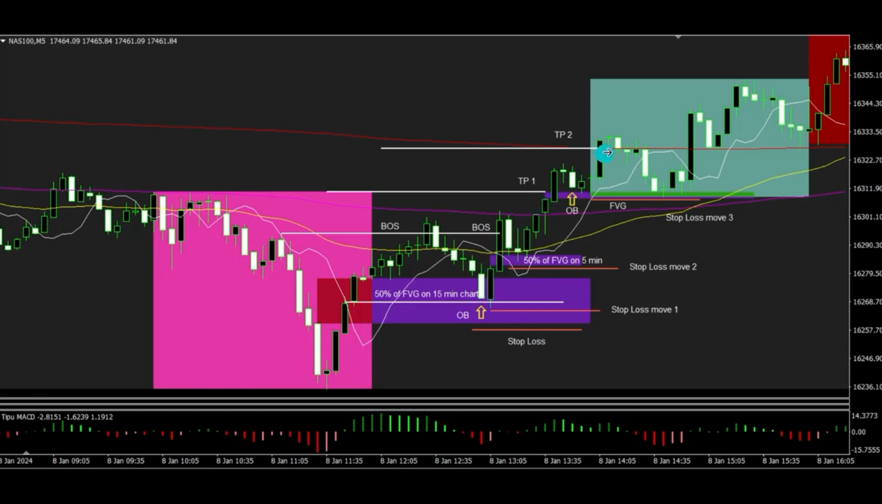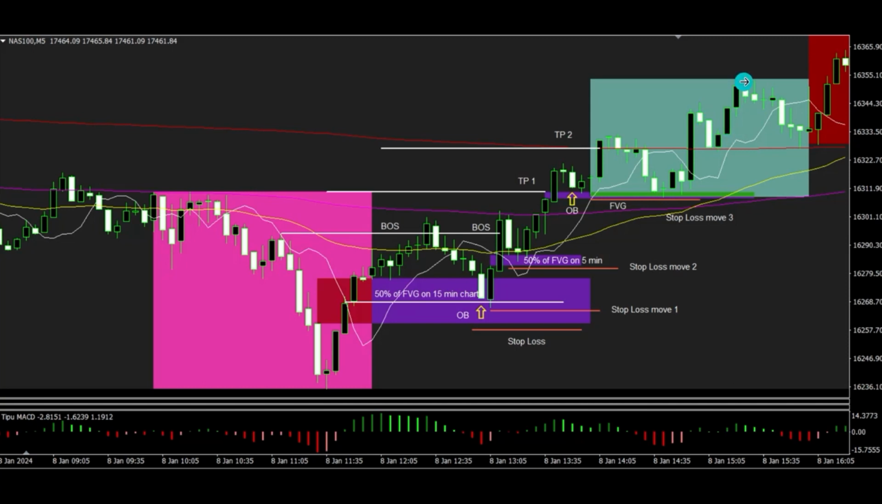Now when price goes to take profit 2, you see there's an order block and a fair value gap. So the order block is the first level. The second level would be the fair value gap. So we would move our stop loss right behind the fair value gap. And as you see, if you placed your stop below this order block or this swing level, you would have been stopped out. However, using this fair value gap, you would still be in the trade and be able to benefit from that move.